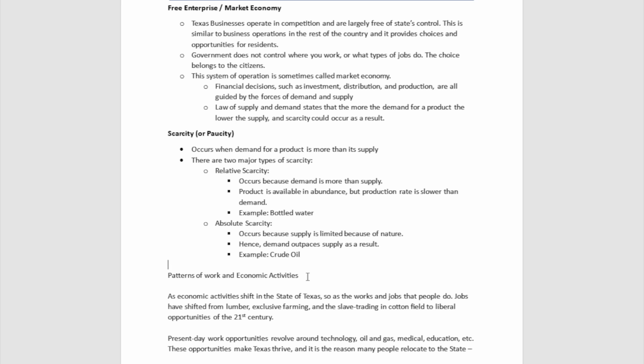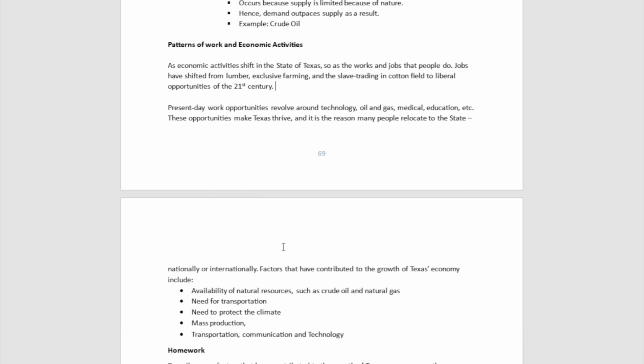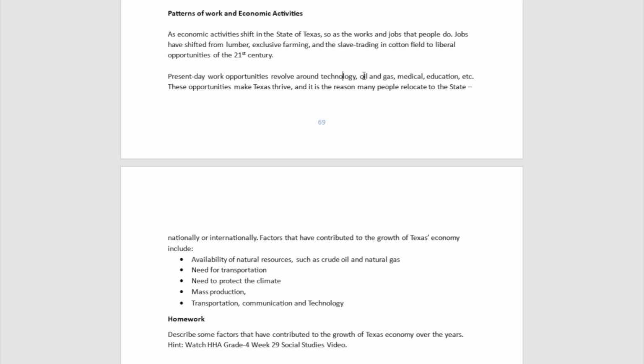All right. So let's talk about patterns of work and economic activities right now. As economic activities shift in the state of Texas, so did the work and jobs that people do. Jobs have shifted from lumber and exclusive farming and slave trading in the cotton field to liberal opportunities and industrialization in the 21st century. So present day work opportunities revolve around technology, oil and gas, medical, education, what have you.